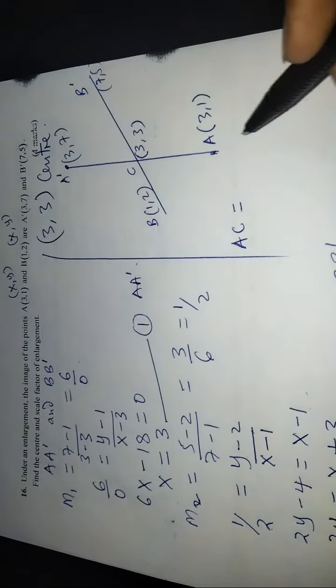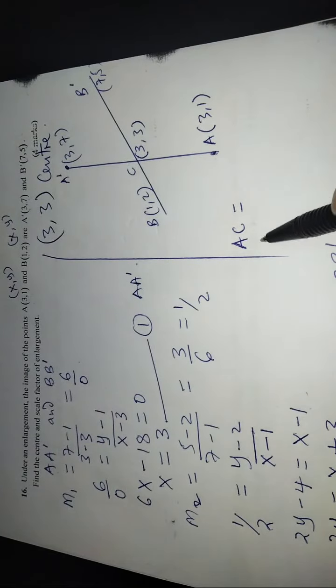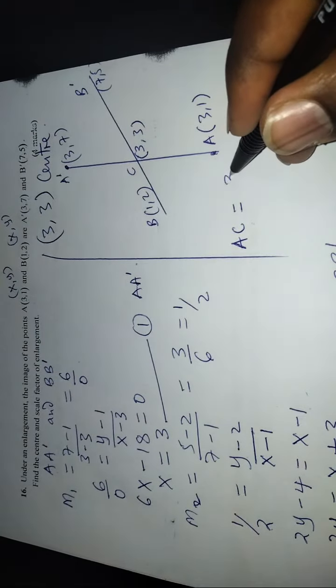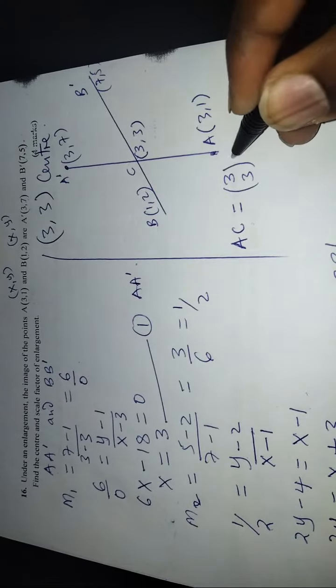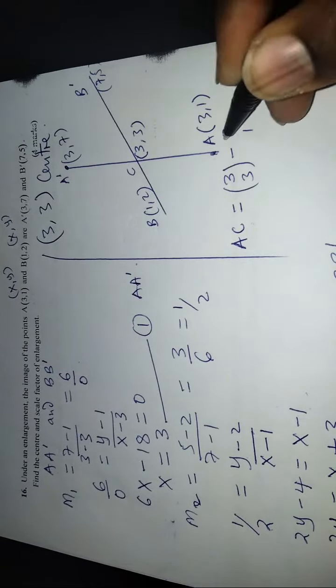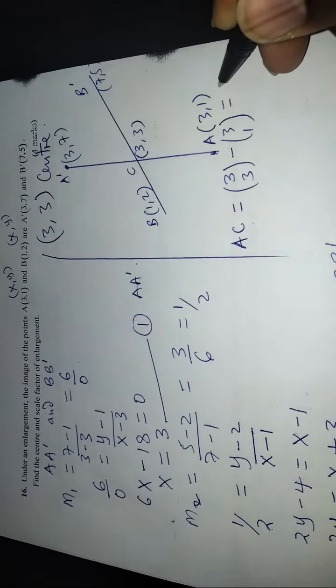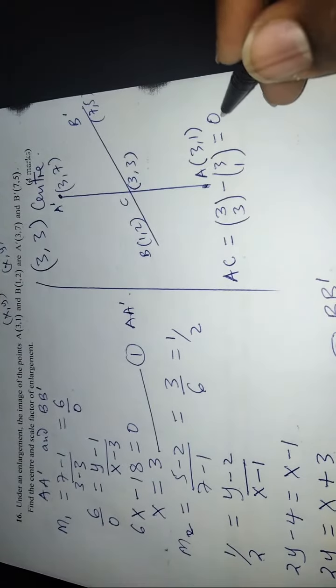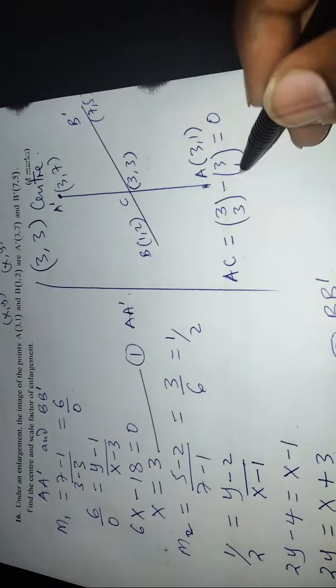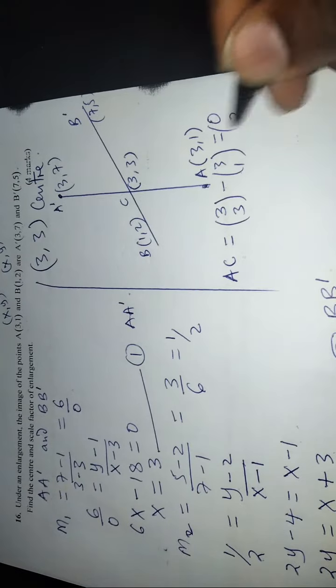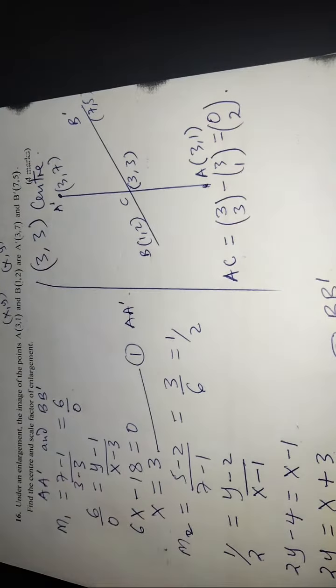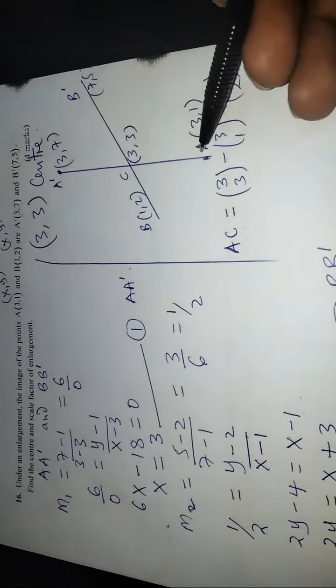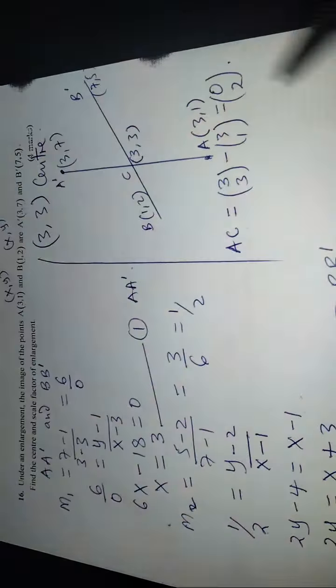Vector AC. For us to know vector AC, we need C minus A. Therefore, we need (3, 3) minus A, which is (3, 1). And this will give us 0 and 2. (0, 2).